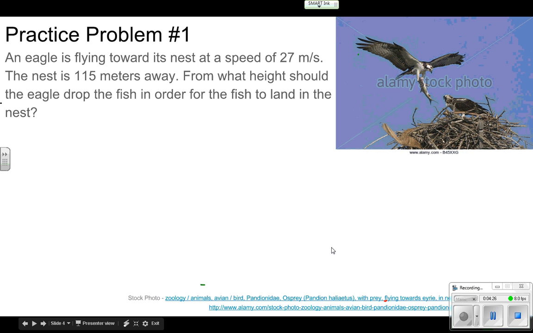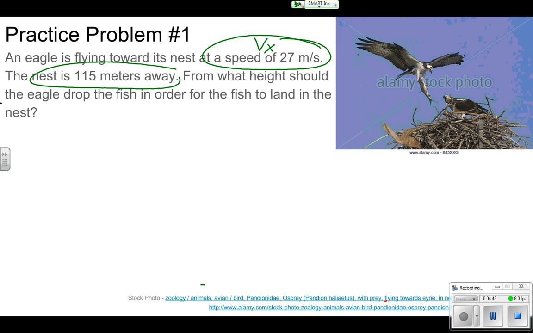So let's solve our first problem. The problem reads as follows. An eagle is flying towards its nest at a speed of 27 meters per second. That is my horizontal velocity, or v sub x. The nest is 115 meters away. That is my horizontal displacement, or change in x. From what height should the eagle drop the fish in order for it to land in the nest? So they want me to find my initial position, y sub i, my initial starting height, in order for that fish to land in the nest.